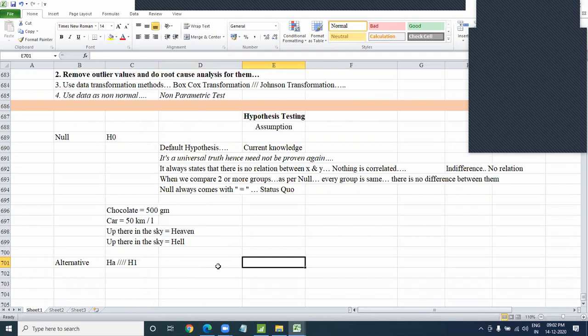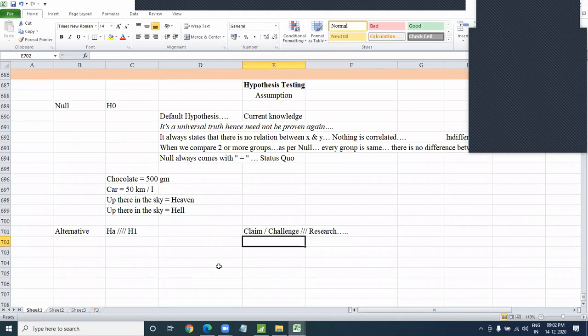So this is more of a claim. We call it a challenge, or you say research. What are we talking about? Research hypothesis. I'm going to contradict. I'll say, no, null, you're wrong. Bottom line, I need proof.